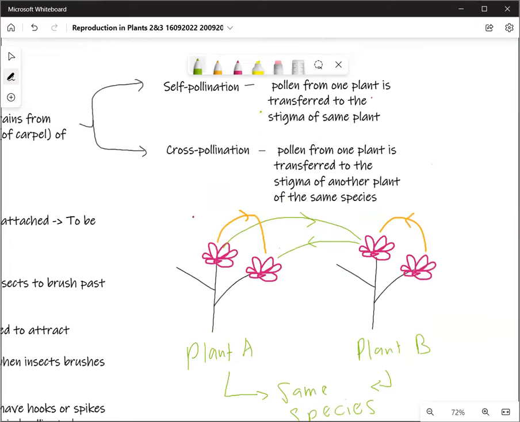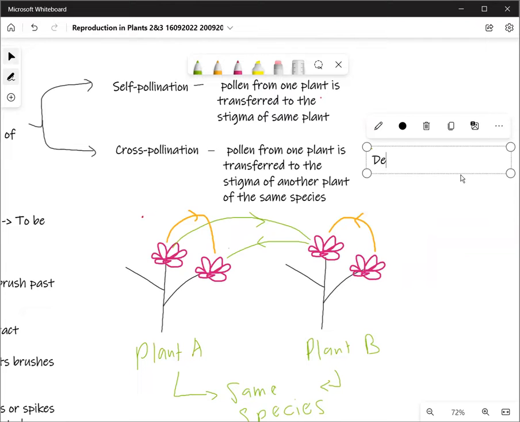Now, if you're done writing the definition of self and cross-pollination, we will talk about how self-pollination and cross-pollination occur. Now, there's one more thing you need to write in cross-pollination. The second point you need to write is that it depends on agents of pollination. What are these agents? Perhaps these secret agents of pollination.